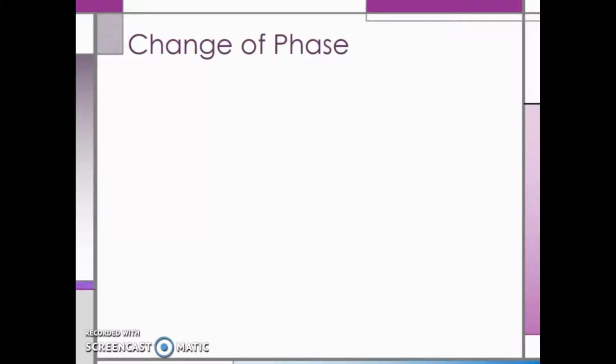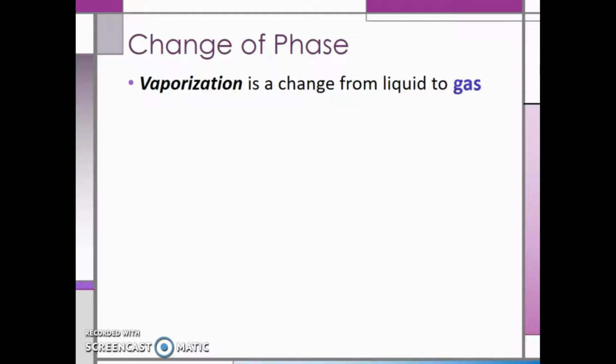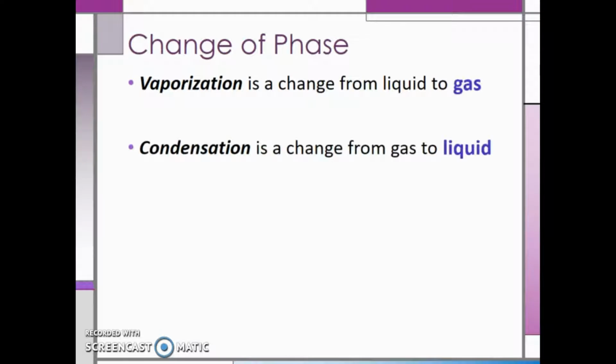In the previous video, we looked at phase changes from a solid to a liquid and liquid to solid. Now we will take a look at phase changes between liquids and gases. Vaporization is the change from a liquid to a gas. Condensation is the change from a gas to a liquid. We can also look at how much heat energy is required or given off for vaporization and condensation.